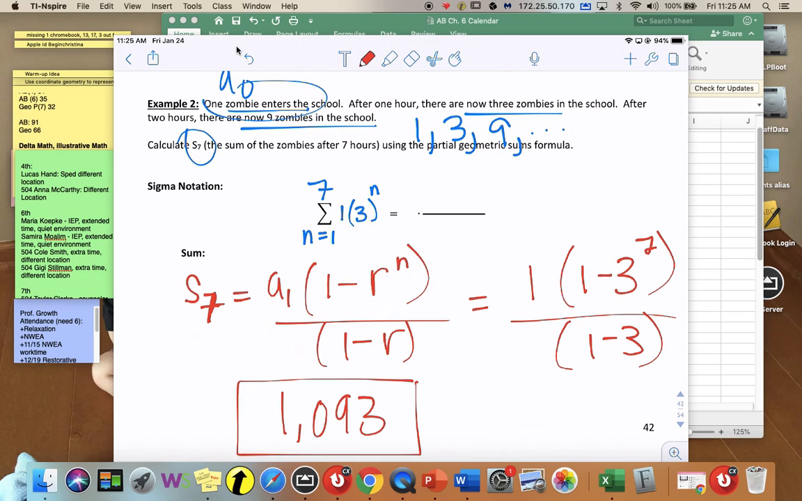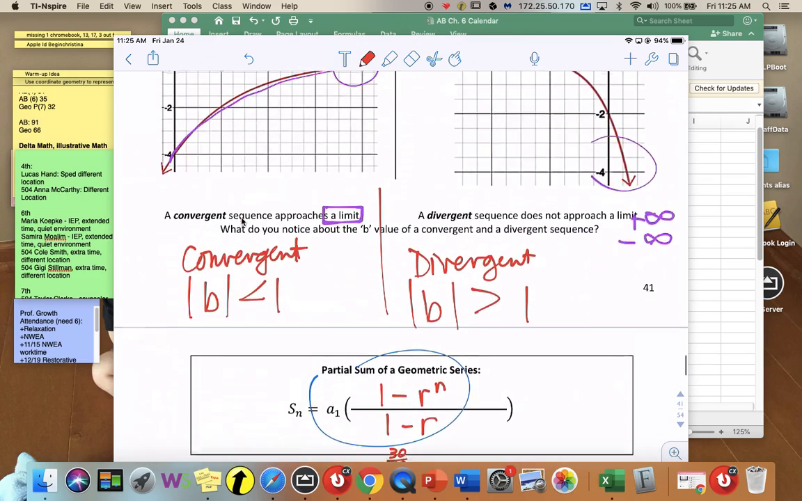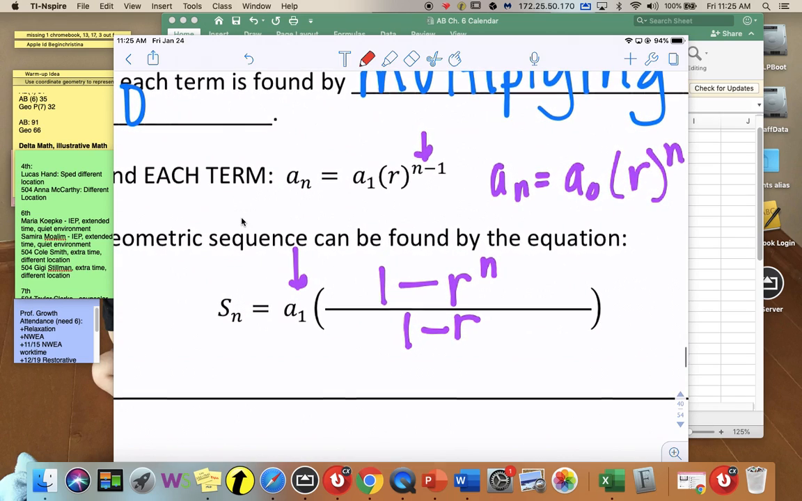Okay, so that's an example of the partial sums formula when you're looking at a geometric sequence. So now you have 2 of them to use, this new one that we learned, and then if it's arithmetic, you have the one that we learned yesterday, and then tomorrow we'll look at 1 more. So here's your second formula.